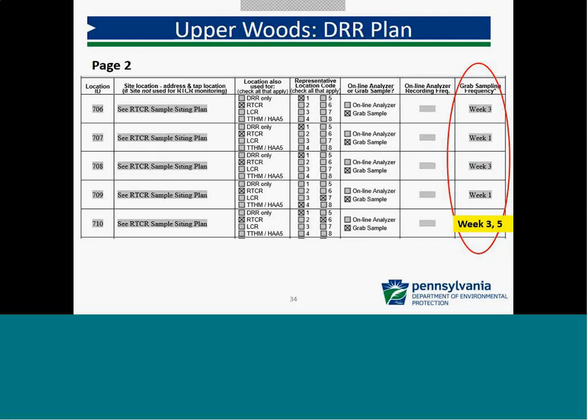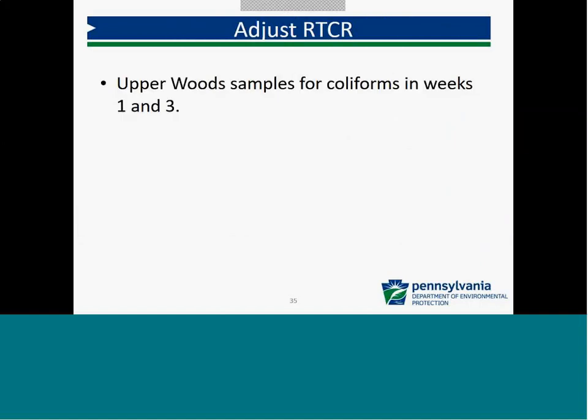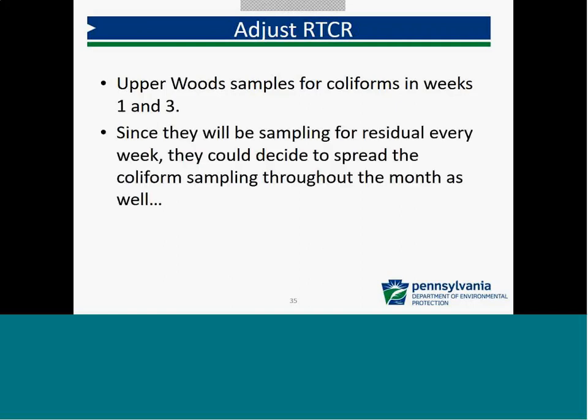So it helps to have that distribution map like we talked about in RTCR as well, and just see where you're being representative when you're coming back in different weeks. So now a thought from this is that Upper Woods samples for coliforms in weeks 1 and 3, and that's what they've been doing for a while now. With the DRR, they'll be sending somebody out every week now.